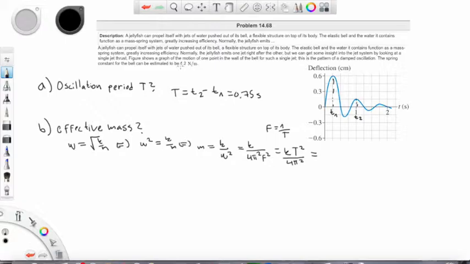The spring constant for the bell was estimated to be 1.2 newtons per meter. Oscillation period is 0.75 seconds. That divided by 4 pi squared gives 0.017 kilograms, which is 17 grams.